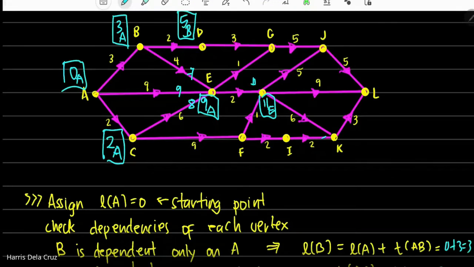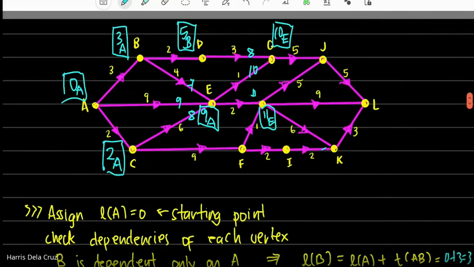Right. Si G, ang dependencies niya ay D tsaka E. So, galing kay D, 5 plus 3, 8. Galing kay E, 9 plus 1, 10. Sino ang mas malaki? Yung galing kay E. So, si G ay magiging 10 galing kay E. Kasi kahit matapos mo yung D, hindi pa rin mag-i-start yung G hanggat hindi tapos yung E. Kaya ang magiging label niya yung mas malaki.